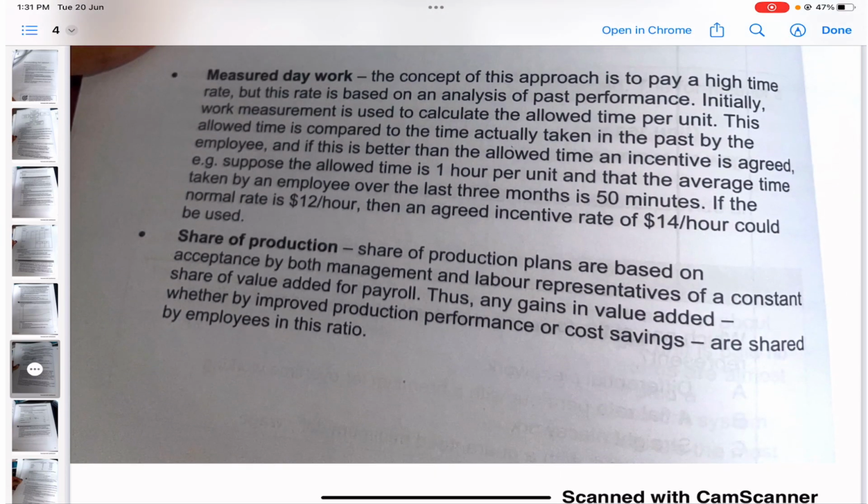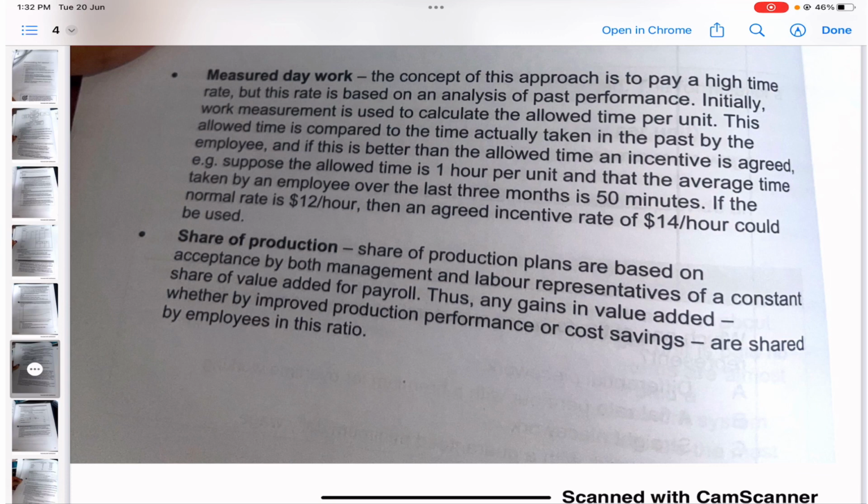Okay, next is measured day work. So what is measured day work? The concept of this approach is to pay a high time rate, but this rate is based on an analysis of the past performance. Initially, a work measurement is used to calculate the allowed time per unit. This allowed time is compared to the time actually taken in the past by the employee, and if this is better than the allowed time, an incentive is agreed.